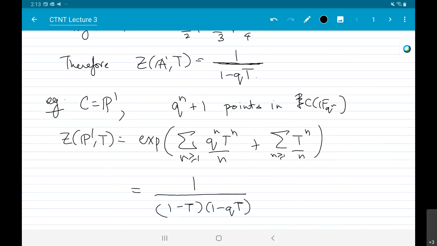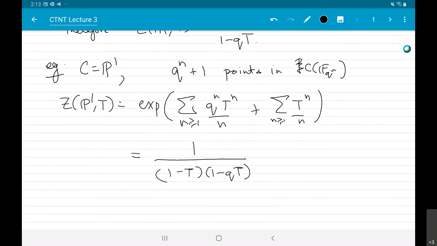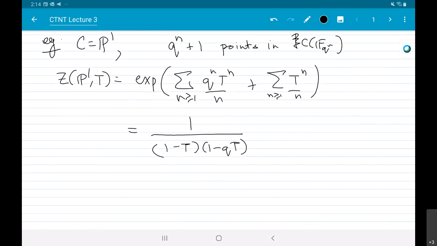Awesome. So in both of these cases, Z_C(t) turned out to be a rational function, and a very nice looking function. Somehow this packages all of the information about the points over each extension. Okay, so maybe I'll say a little bit about why this is called the zeta function.